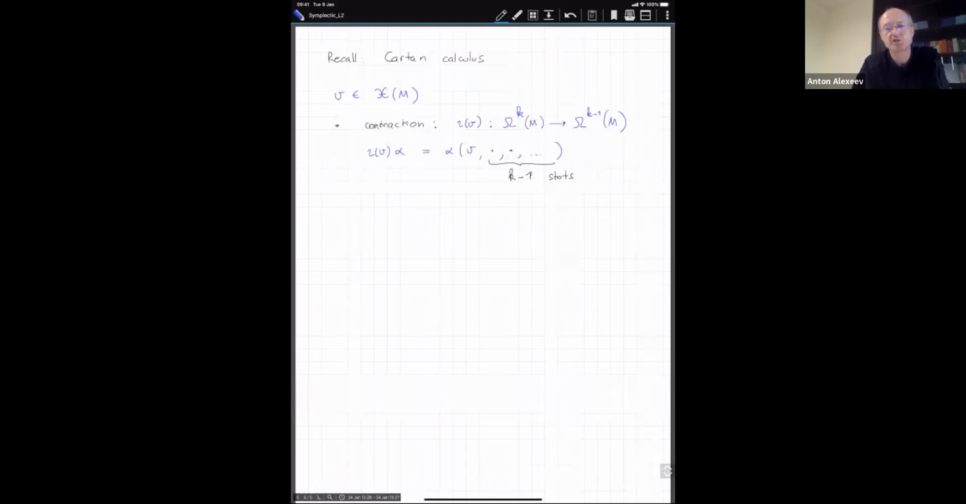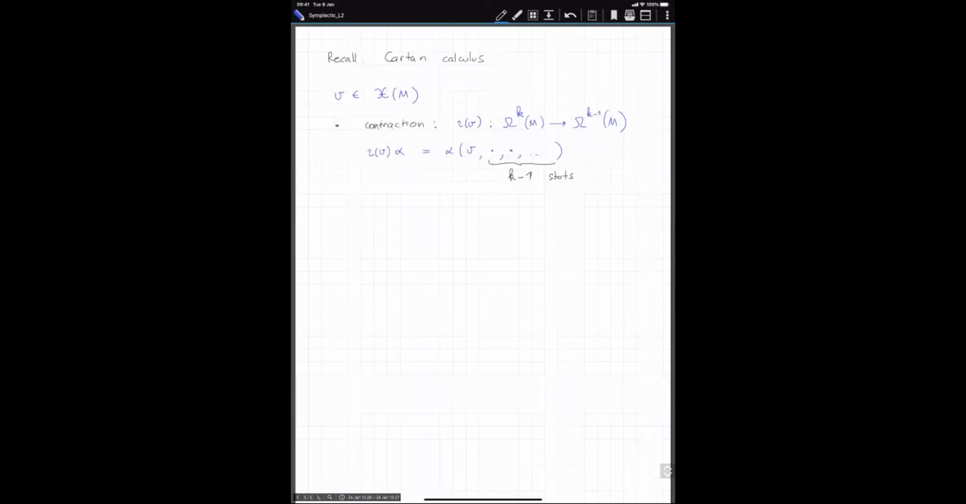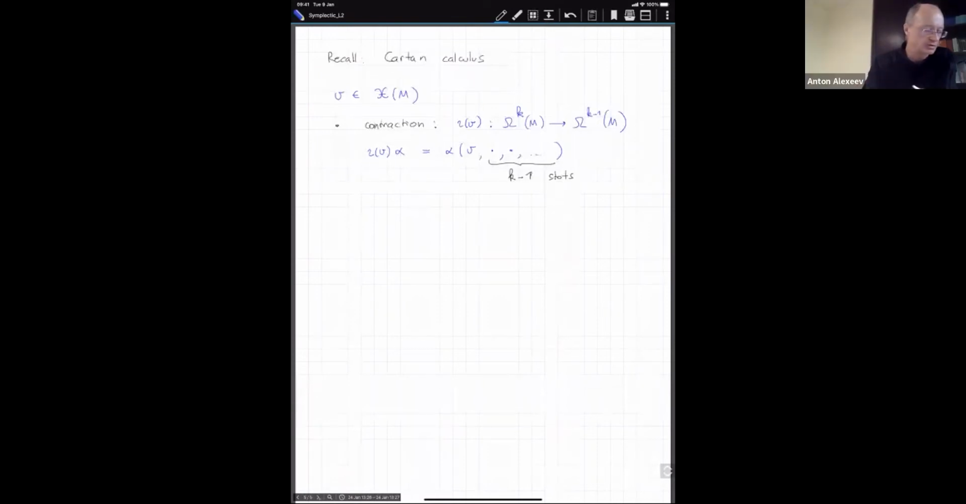Have you seen such operations before? Yes. We called it partial applying or something like this. Okay, perfect. Then it will be fast.